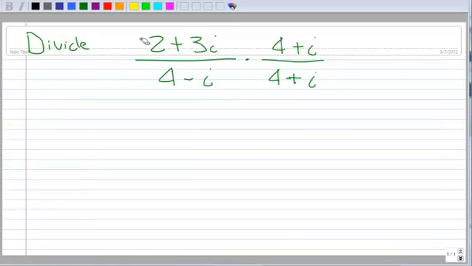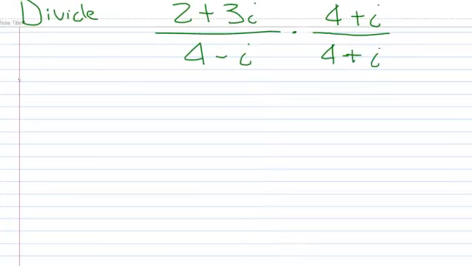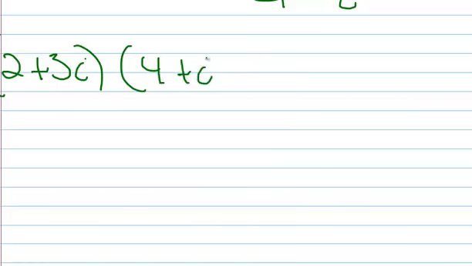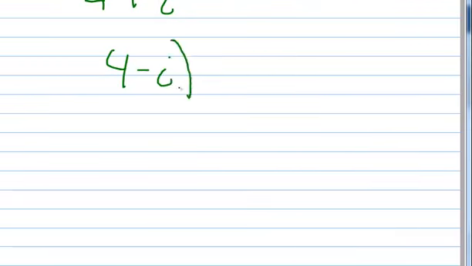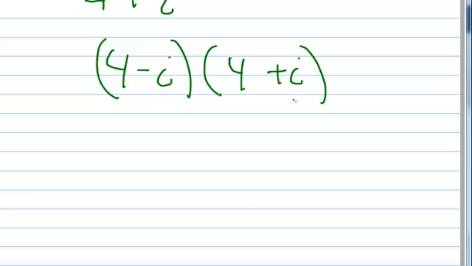Alright, so now that we know we have to multiply by the complex conjugate, this looks like a fraction times a fraction, which is what it is. So you really have two multiplication problems. You have 2 plus 3i times 4 plus i, that's the numerator, and you have 4 minus i times 4 plus i, that's the denominator. Let's go ahead and multiply these together individually, and then we'll bring them back together and see where we are.